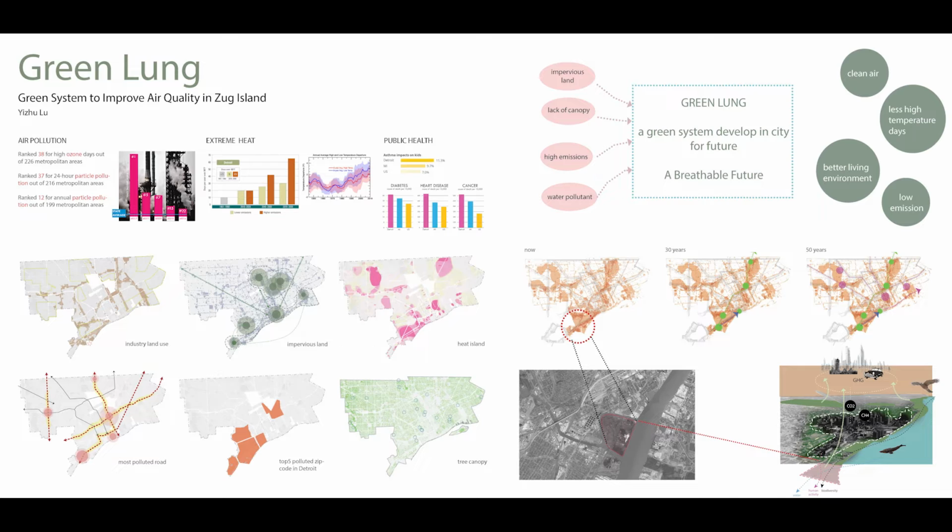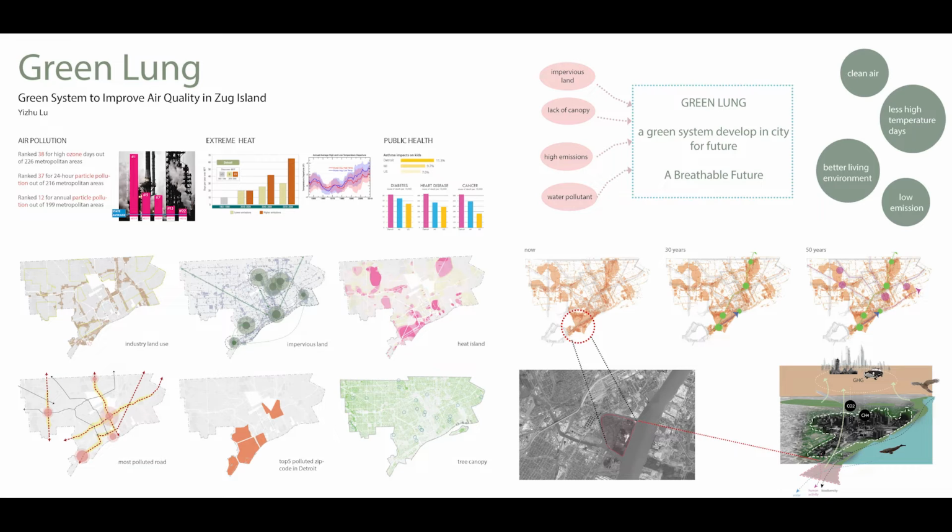Based on maps of industrial land use, impervious land, heat island, road pollution conditions, the top 5 polluted zip codes in Detroit, and tree canopy distribution, I chose that island as my design site because it has complex problems and lots of space types which can be a prototype for other kinds of designs in the future.